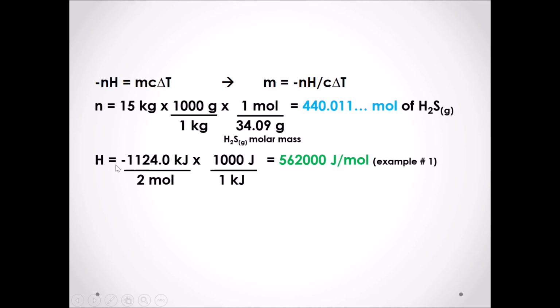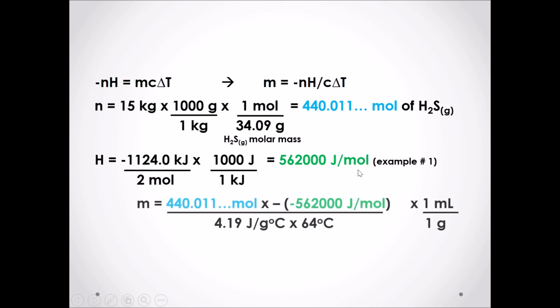We also need our H value, which we can get from example number 1. This is the molar heat of combustion for H2S. So we're taking our negative 1,124.0 kilojoules and again dividing it by 2, the coefficient in front of H2S. This gives us a value in kilojoules per mole. But we do need to convert this to joules per mole for our final equation. So we will multiply it by 1,000, giving us a value of 562,000 joules per mole.